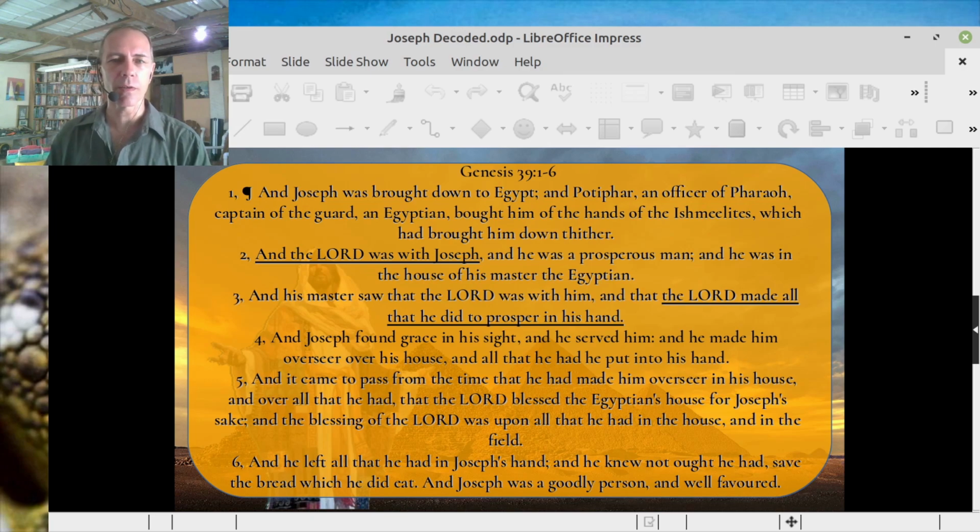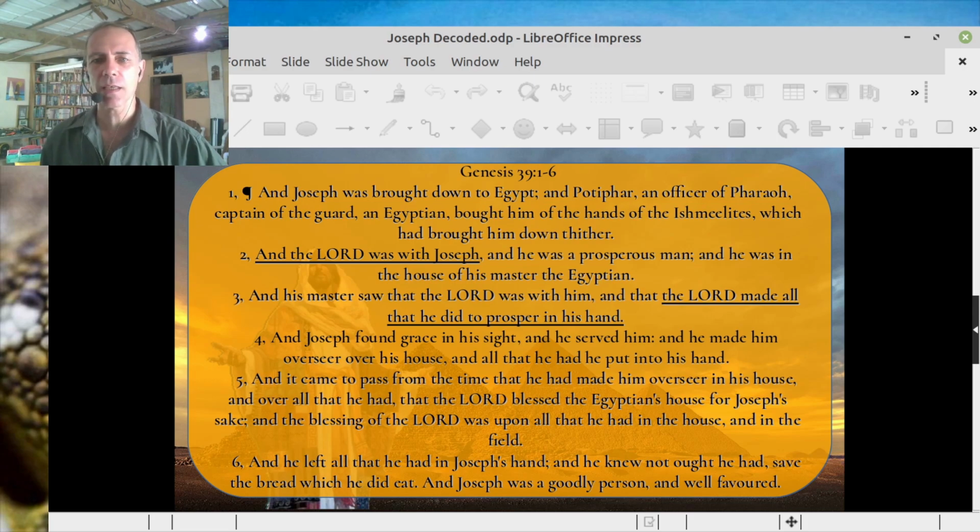Why is that important? Well, verse 2, and the Lord was with Joseph, and he was a prosperous man. And he was in the house of his master in Egypt. And his master saw that the Lord was with him, and the Lord made all that he did prosper in his hand. And Joseph found grace in his sight, and served him, and made him overseer of his house, and all that he had put into his hand.